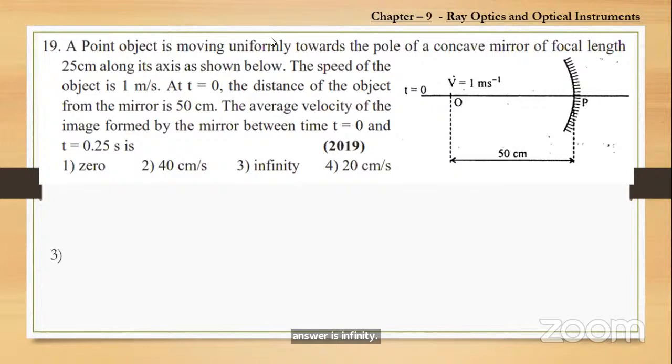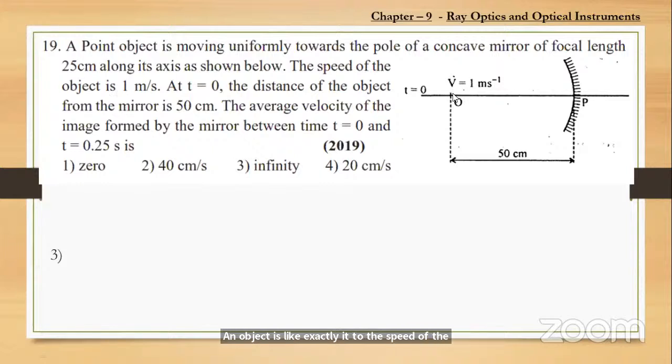A point object is moving uniformly towards the pole of a concave mirror of focal length 25 centimeter along its axis, as shown below. It is at a distance of 50 centimeter. The focal length is 25 and the object is exactly at 2F. Then the speed of the object is 1 meter per second.